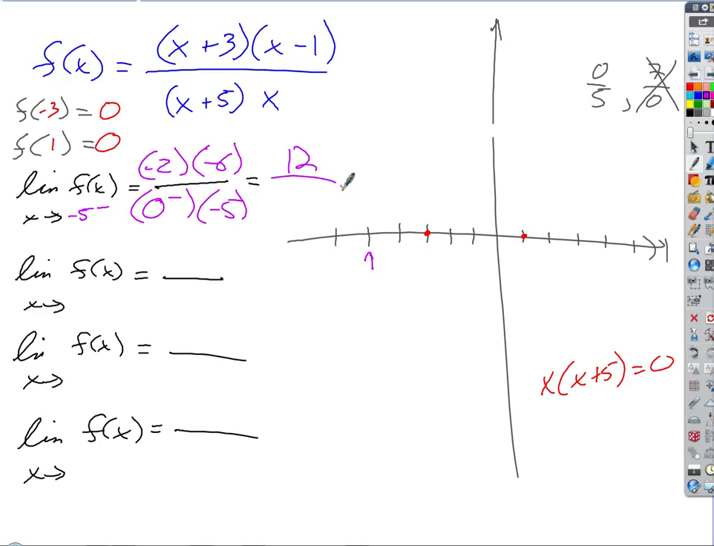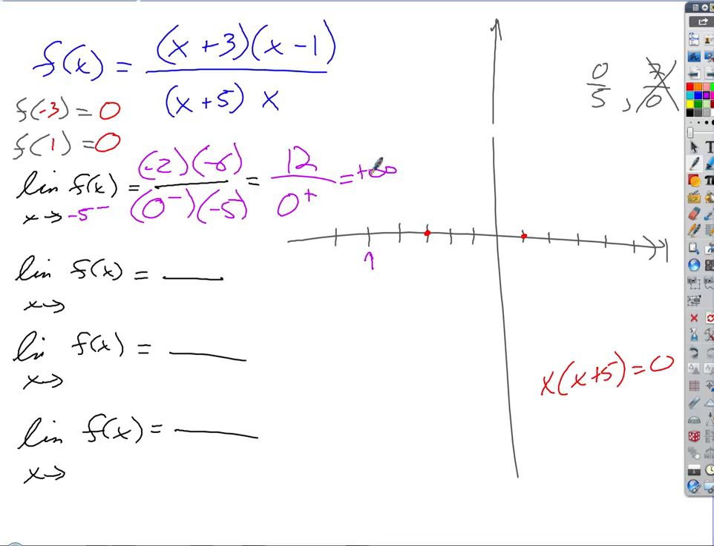If I multiply -0.000001 times -5, what am I going to get back? I'm going to get back a very small number, but the sign's going to be positive. So that would just become, we might call that 0 plus. And so then I end up with 12 divided by 0 is infinite, and I get a positive divided by a positive, and so it's positive.